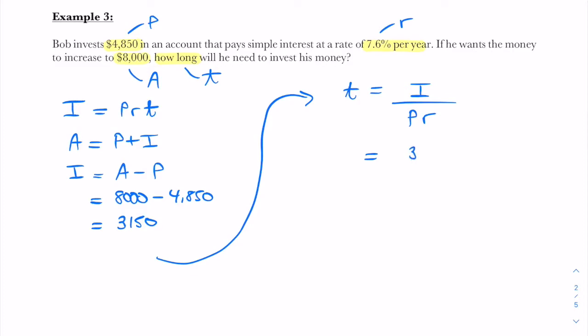Simple interest is $3,150. The principal, be careful here, that's the original amount, so that would be $4,850. And the annual interest rate as a decimal is 0.076. Okay, work that out on your calculator, and you should get approximately 8.54. What are the units? Well, remember, R and T have to be the same units. So if the interest rate was expressed per year, then the units of time are years. That means Bob will have to wait almost 8.5 years in order for his initial investment to reach $8,000. Let's write a therefore statement.